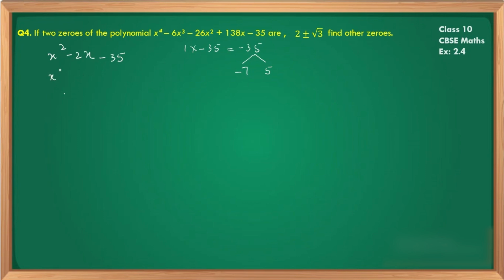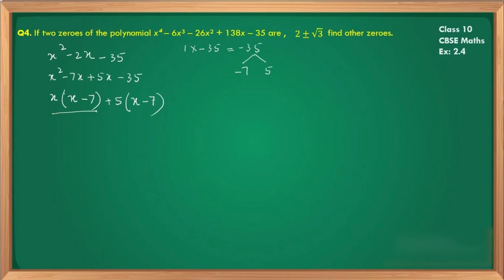Now x square minus 7x plus 5x minus 35. We have split this into 4 terms. Now what is common in the first two terms? x. Open the bracket. We can keep now x minus 7. Close the bracket. Now take out 5 as a common factor in the third and fourth terms. Here you have x remaining minus 7.